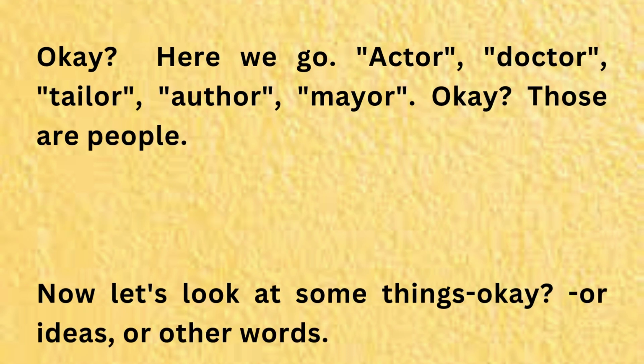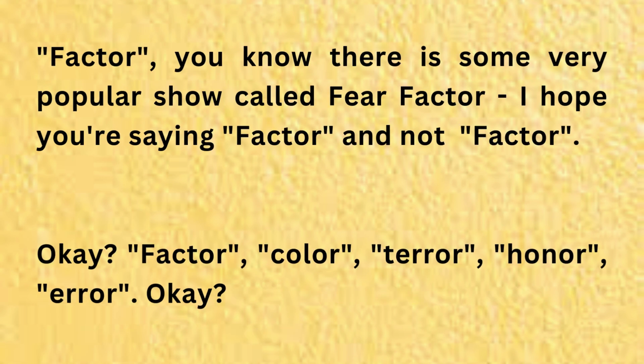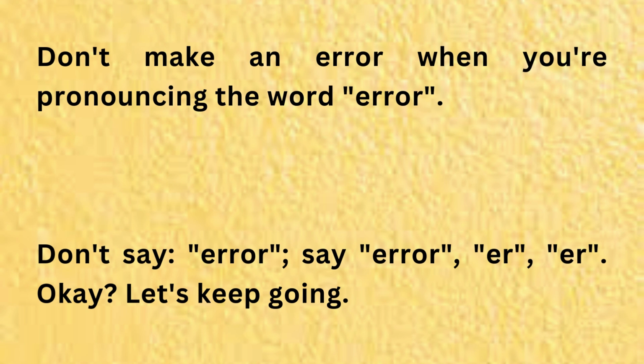Here we go. Actor, doctor, tailor, author, mayor. Okay? Those are people. Now let's look at some things. Okay? Or ideas or other words. Factor. You know there is some very popular show called Fear Factor. I hope you're saying "factor" and not "factor". Okay? Factor, color, terror, honor, error. Okay? Don't make an error when you're pronouncing the word error. Don't say "error", say "error".